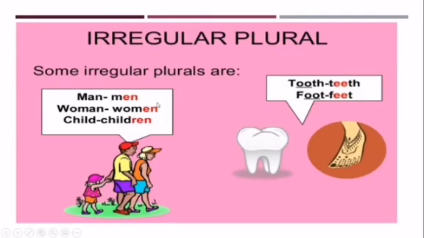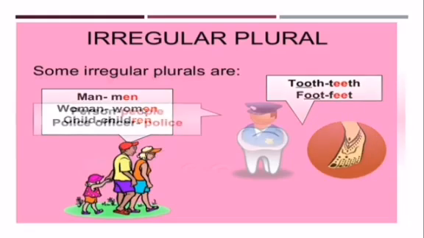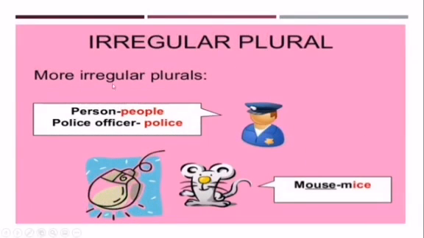What happened with the irregular nouns? We have to memorize them. We need to learn those by heart. Okay? Then we have more irregular ones. For example, we say person, one person, two people, three people, many people. Police officer, so the plural is police.